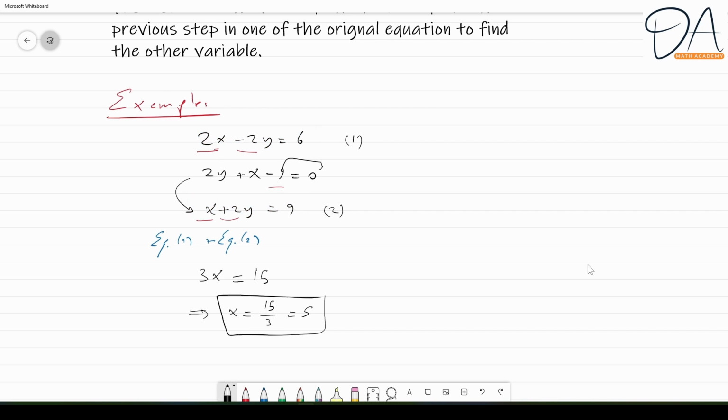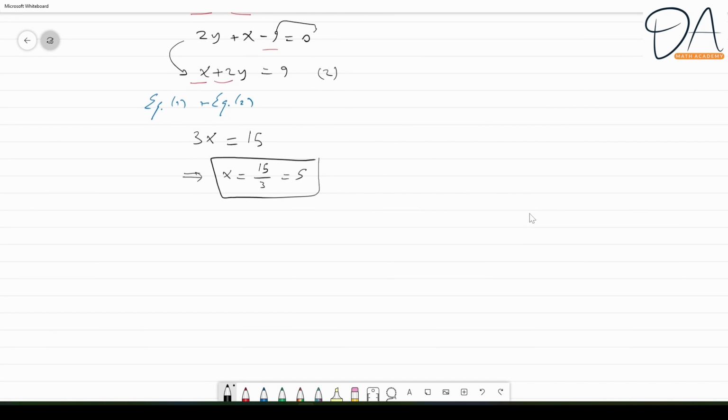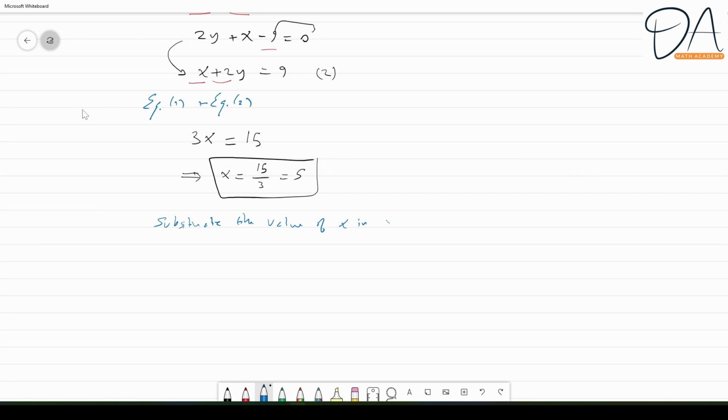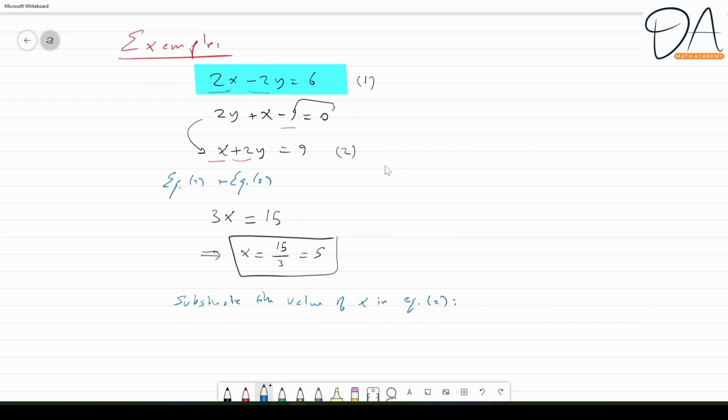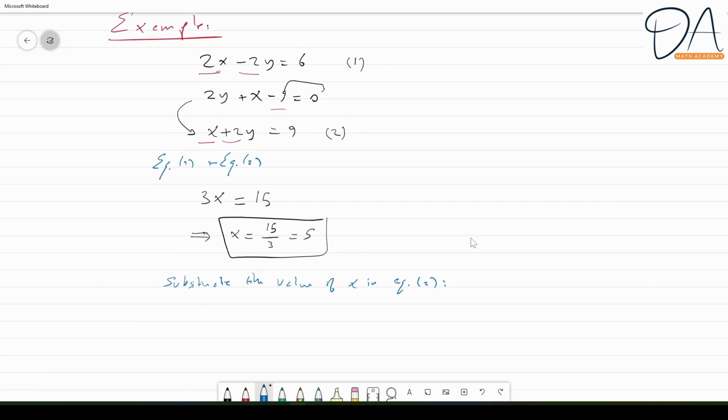How do we get y? Well, we simply substitute the value of x in one of the original two equations. We can pick any of the two equations and substitute the value of x in it. So let's substitute the value of x in equation 2. If you look here, equation 1 has y with a negative coefficient and equation 2 has y with a positive coefficient. I prefer to work with a positive coefficient, that's why I choose equation 2. However, if you choose equation 1, that will also lead to the same answer.